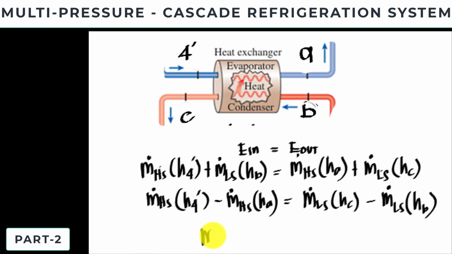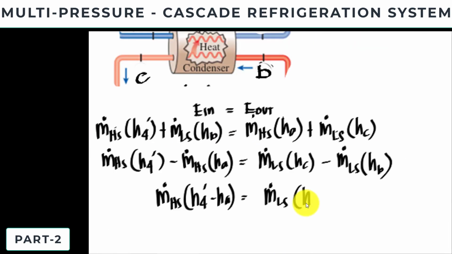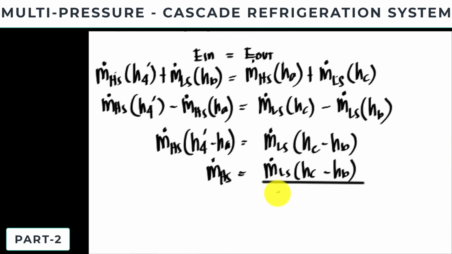Okay, so factoring, we have the mass flow rate at the high stage times the change in enthalpy from point 4 prime minus enthalpy A, and this is equal to the mass flow rate at the low stage times enthalpy C minus enthalpy B. So we have now the equation to get the mass flow rate: mass flow rate low stage times enthalpy C minus enthalpy B, all divided by the change in enthalpy 4 prime minus enthalpy A, which is the mass flow rate at the high stage.